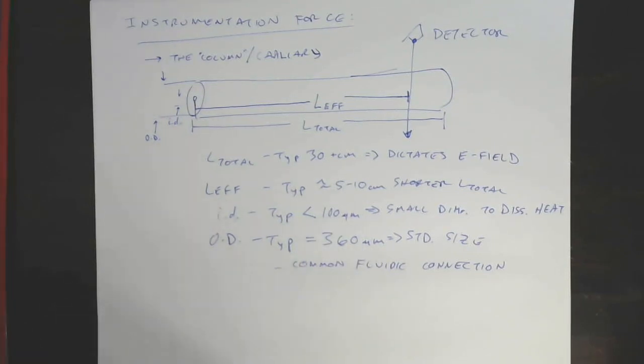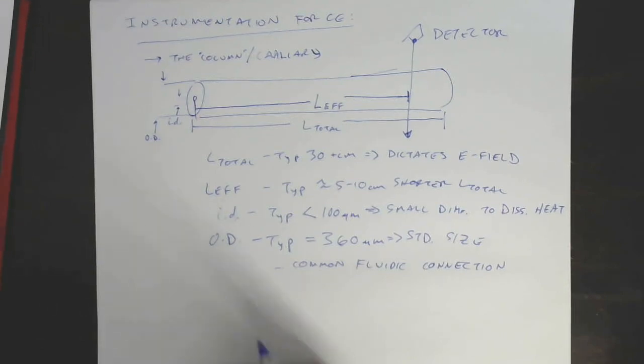You actually can get this in different outer diameters. They're available anywhere from like 150 micron outer diameter, which can be pretty common in some CE-MS instrumentation, all the way up to like 500 micron outer diameter. I haven't seen a good application for larger diameters than 360.